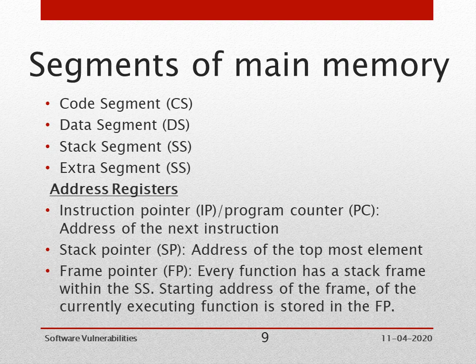We know that the CPU has got a number of registers for easy access of data and address. Some of the address registers are: instruction pointer or program counter. This register always stores the address of the next instruction to be executed. Stack pointer. This one stores the address of the topmost element of the stack. Frame pointer. Every function is allocated with a stack frame within the stack segment. Starting address of the frame of the currently executing function will be stored in the frame pointer.